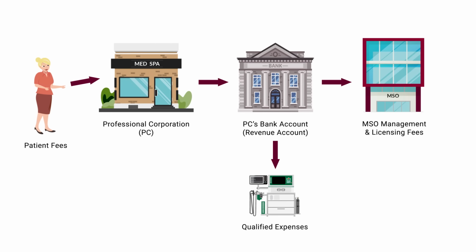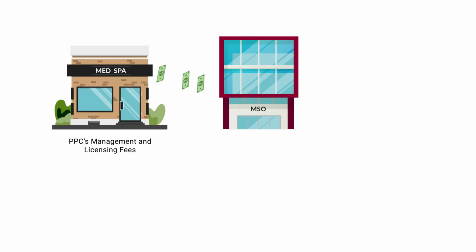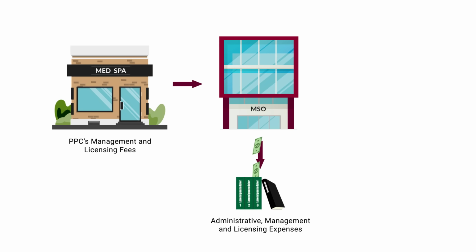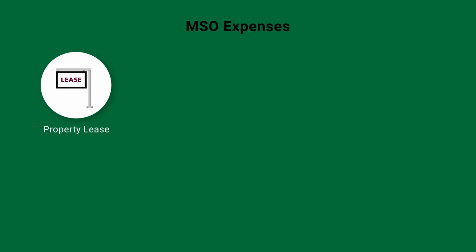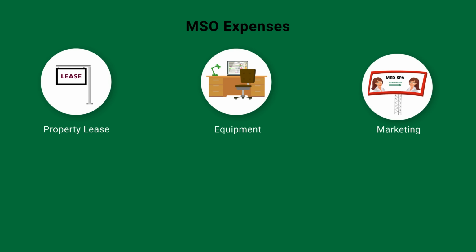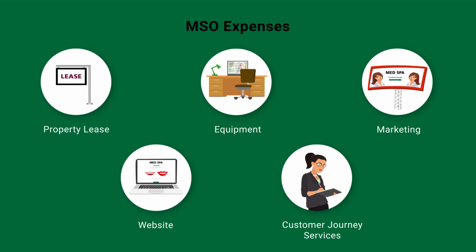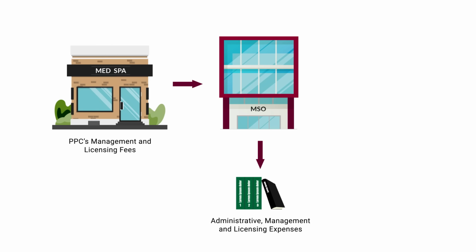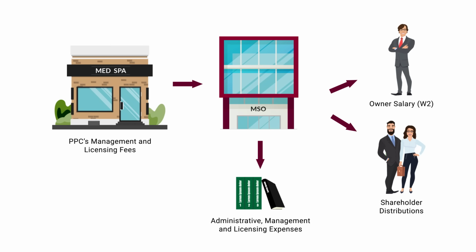Now let's move our focus onto the MSO. The MSO uses the management fees paid to it by the PC to cover administrative, management, and licensing costs. Such costs include property lease, equipment, marketing, website, customer journey services such as feedback surveys, and other costs. The remaining revenue is used to pay the salary of the MSO's operators on a W-2 classification. Any remaining funds are then paid out in shareholder distributions to owners and shareholders.